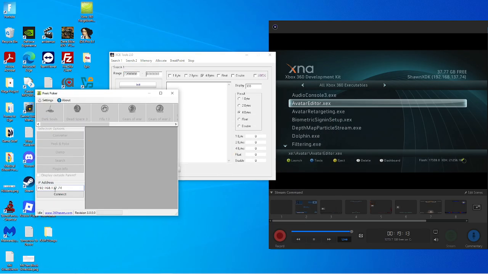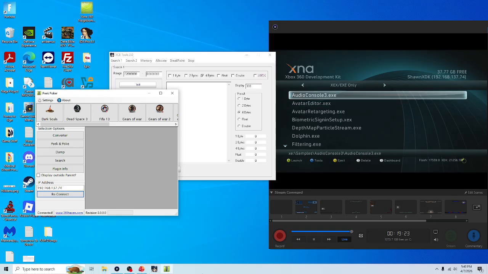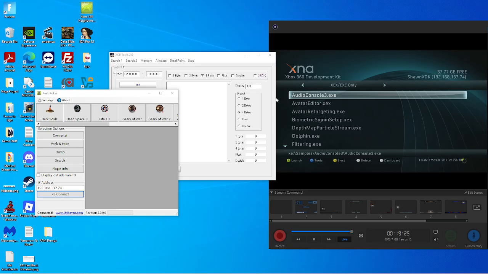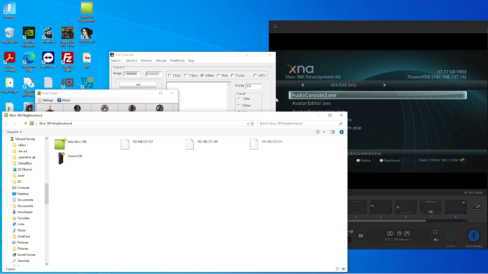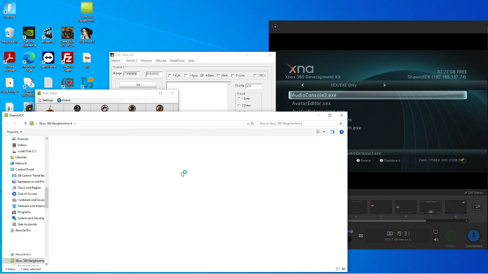I'm gonna connect this to my console here, and now I'm gonna start with Resident Evil 4. And I'm just gonna do this through booting Neighborhood, honestly, because it's on my hard drive.